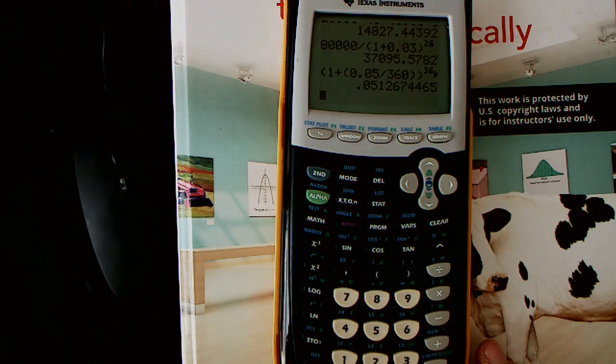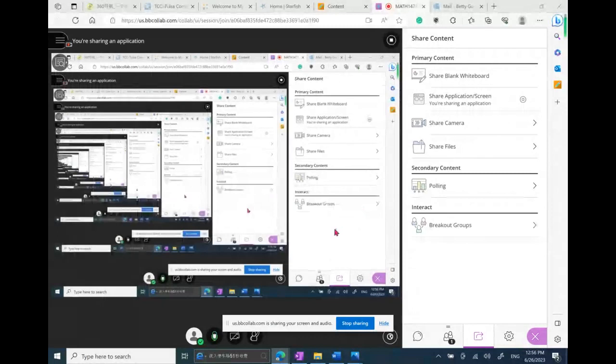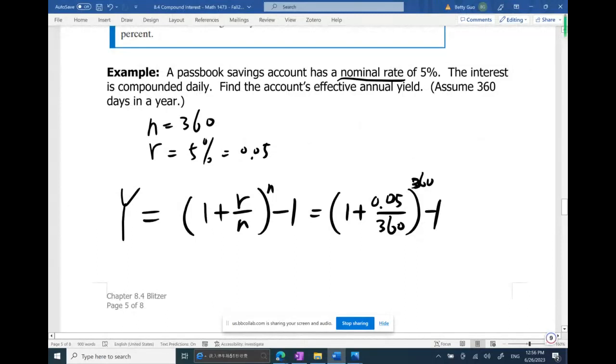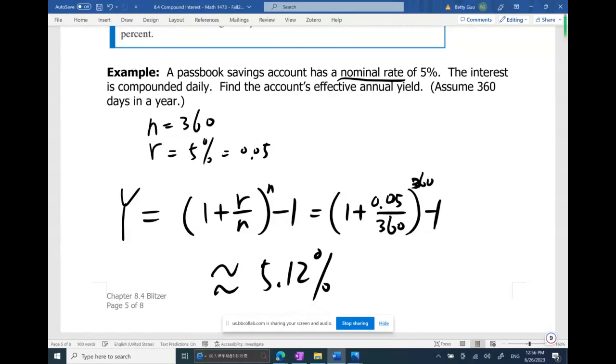We run it up. How about 5.13%? 5.13%. Let me share back. The effective rate is approximately equal to 5.12%.